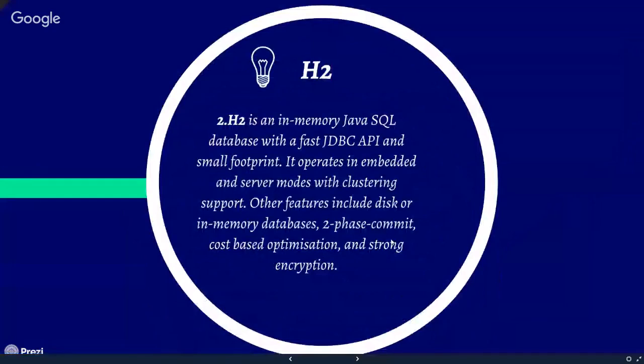Also, H2. H2 is a very popular IMDb. H2 is an in-memory Java SQL database with a fast JDBC API and small footprint. It operates in embedded and server mode with cluster support. Other features include disk or in-memory database, two-phase commit and cost-based optimizations, and strong encryption.